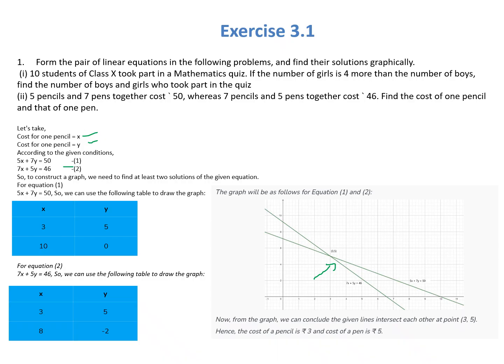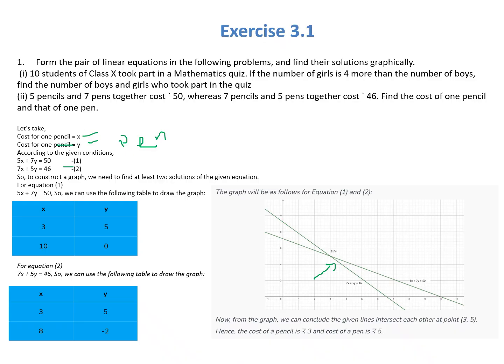So in this, we got the point of intersection as 3 and 5, and 3 and 5 represent the value of the pencil and the value of the pen as well. So which means that we have the cost of one pencil as x and the cost of one pen as y. So this is pen, not pencil, rather this is pen. So we have the cost of one pencil as 3 and the cost of one pen as 5. And this is the solution for this problem.